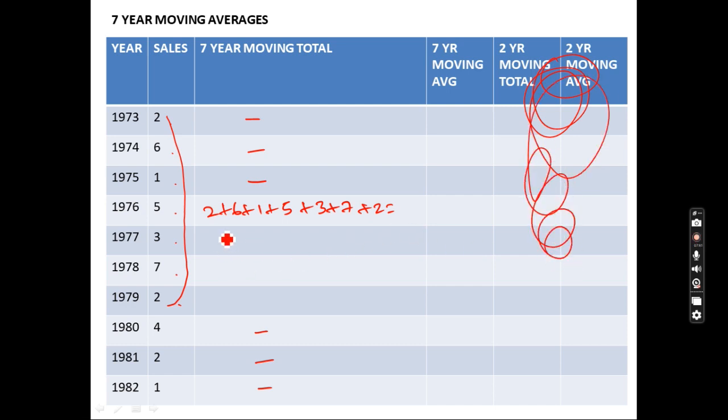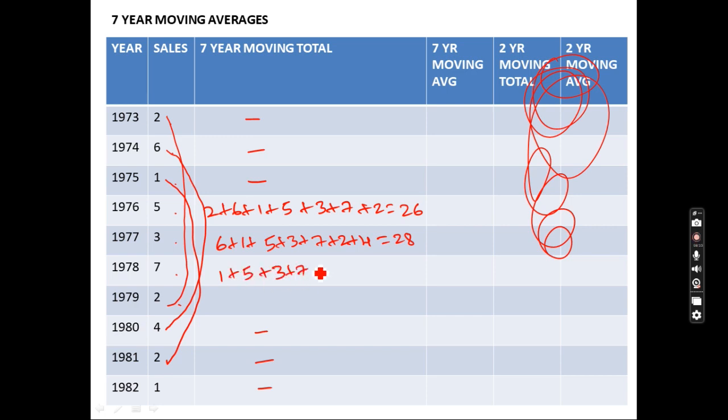Next, what we have to do? After doing the total, you will get 26 here. Next we have to add 7 years. So start from here and take the next year, till here. So write 6 plus 1 plus 5 plus 3 plus 7 plus 2 plus 4 is equal to 28. Next you take 1 year and leave one more extra year. So here up to here you have to take. So 1 plus 5 plus 3 plus 7 plus 2 plus 4 plus 2. This you will get 24.